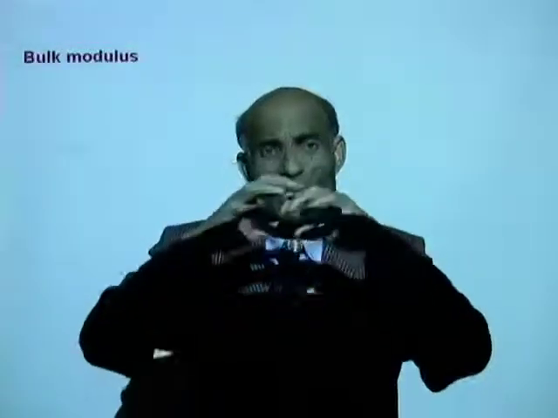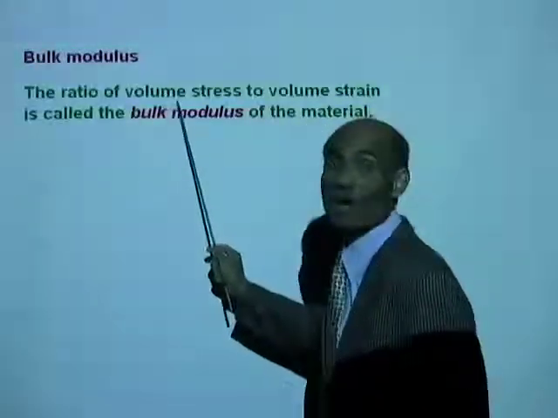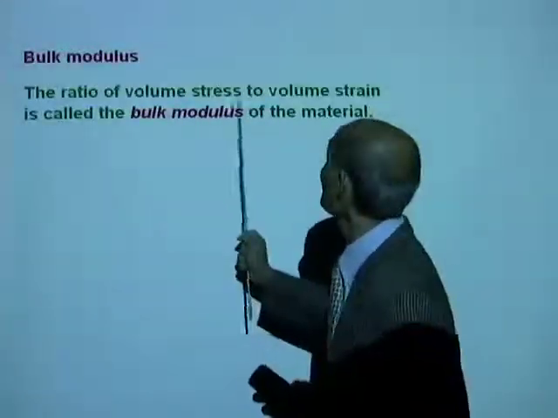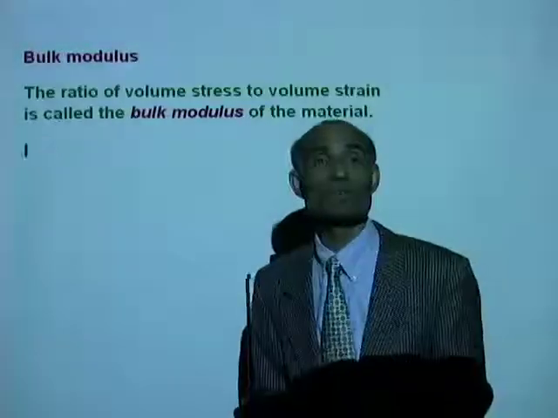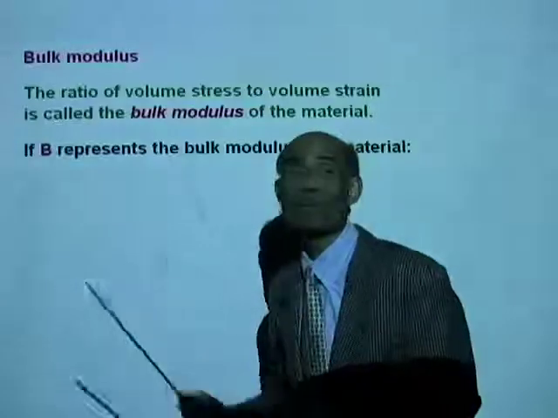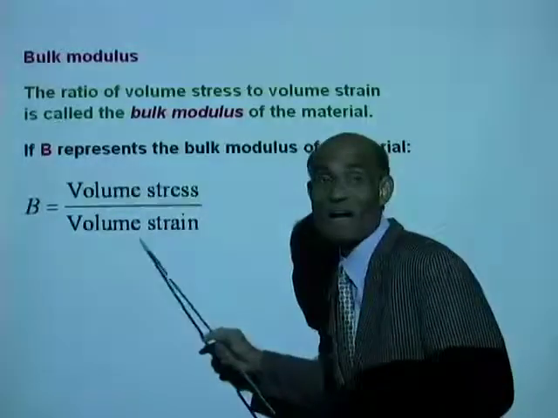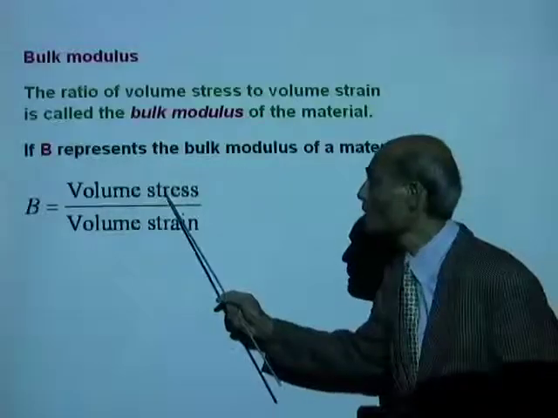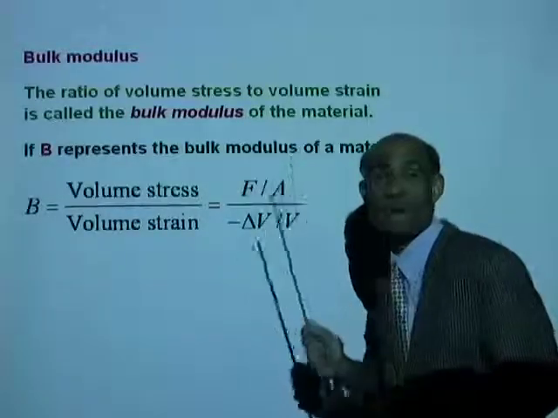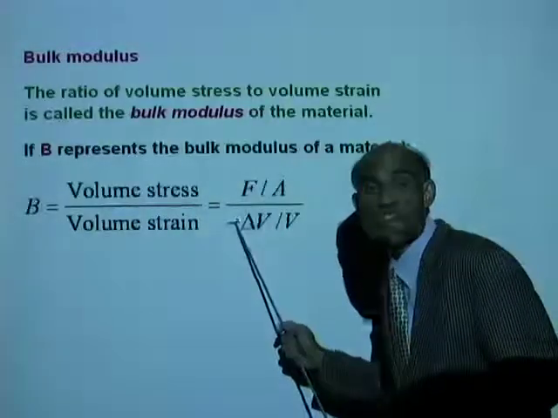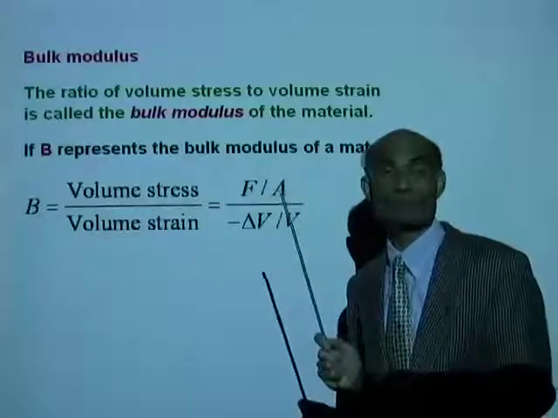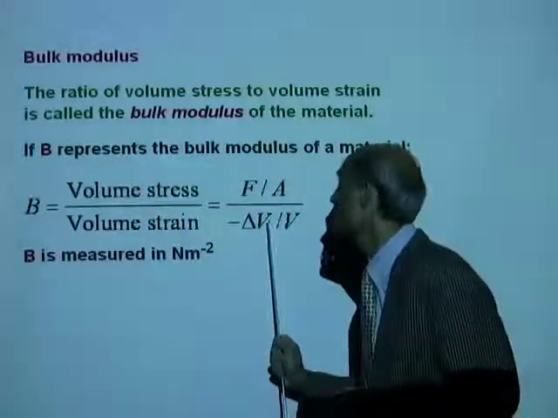Okay, let's now talk about bulk modulus. Well, I think it follows from our discussions. Bulk modulus is the elastic modulus that talks about the change in volume. The ratio of the volume stress, or the bulk stress, to the volume strain is called the bulk modulus. Now we normally represent the bulk modulus by the letter B. So B equals volume stress divided by volume strain. And volume stress is, of course, F divided by A. And volume strain is the change in volume divided by the original volume. Can you solve for delta V from here?